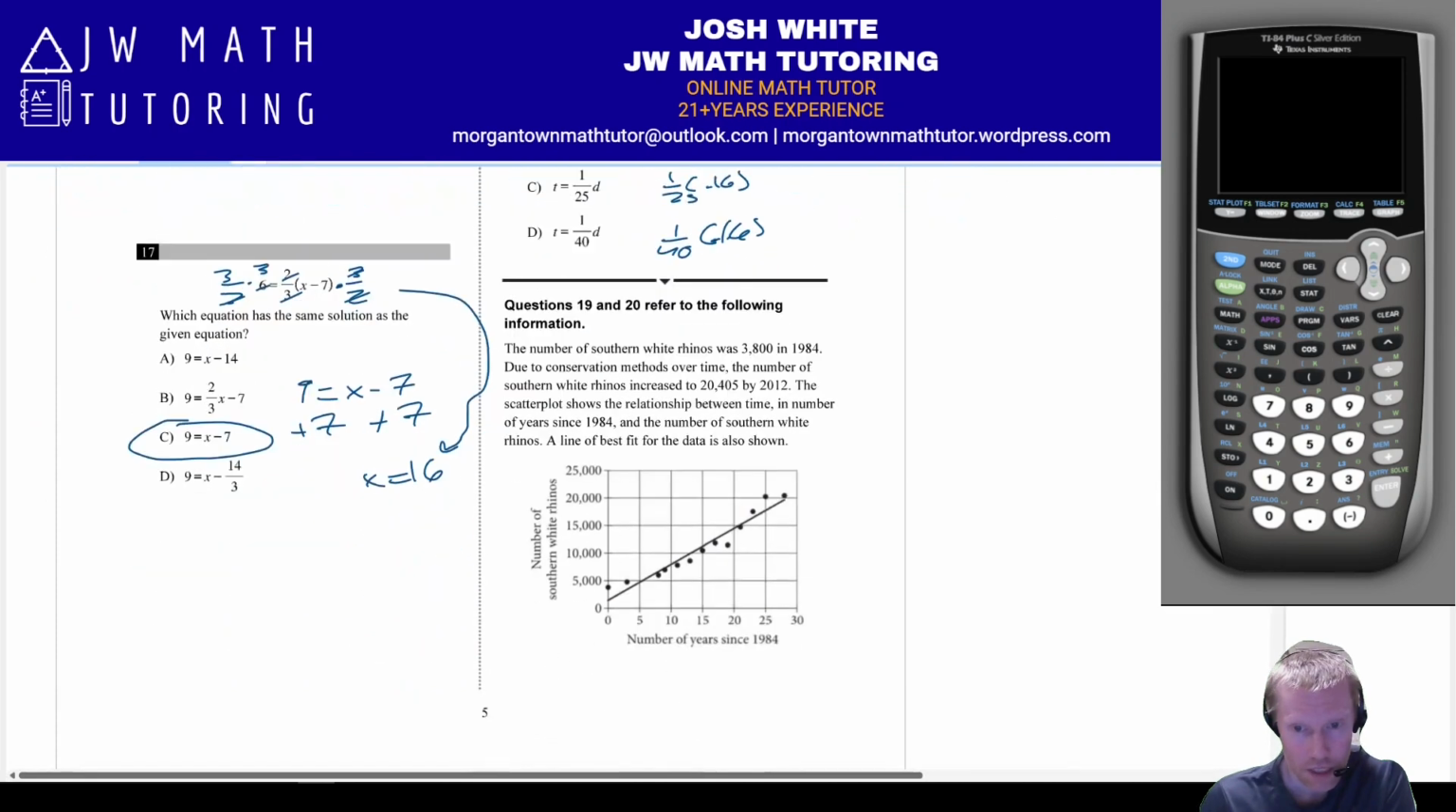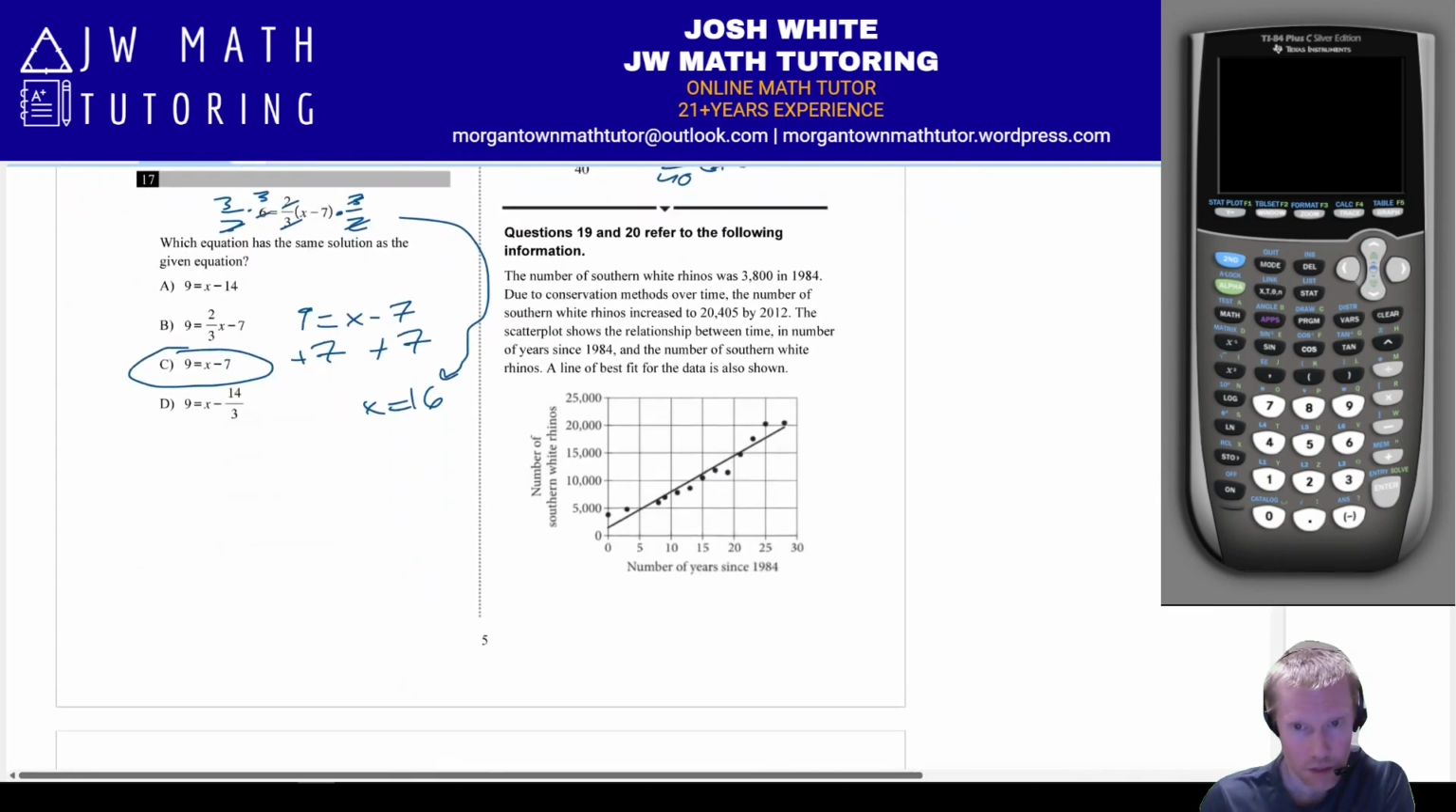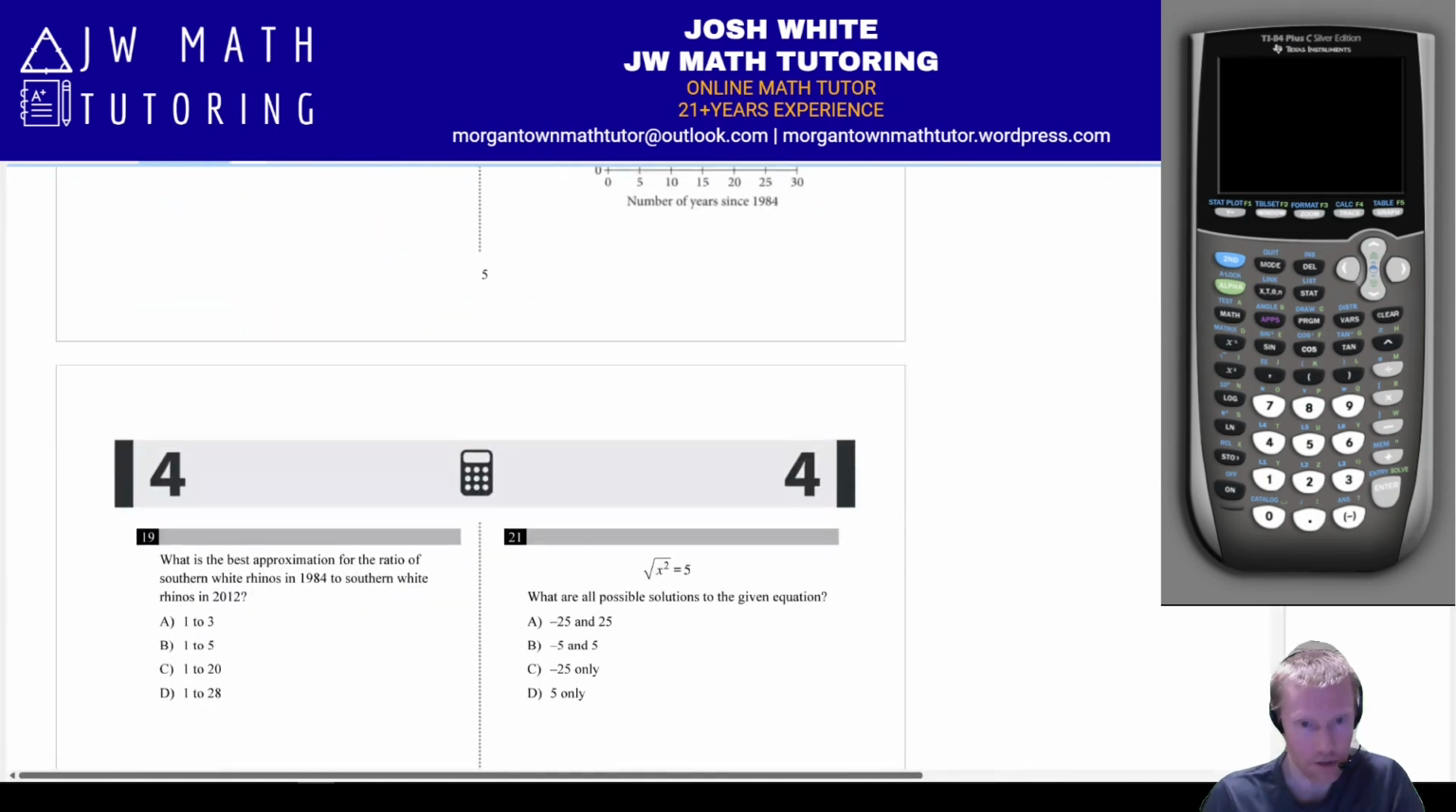Now, moving on to 19 and 20, we're going to have to jump back and forth because the graph is on a different page than the 2 questions are. But here is the graph. Here is a line of best fit. Again, it's like the 3rd or 4th problem with this. And here are some actual values, the actual dots on the graph.